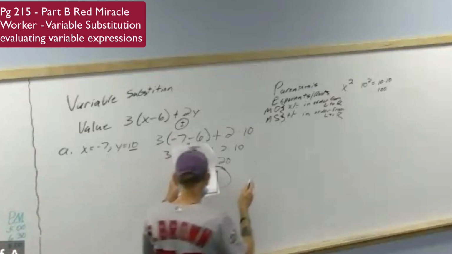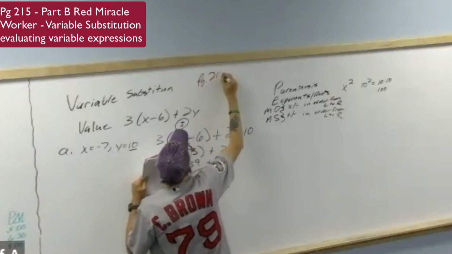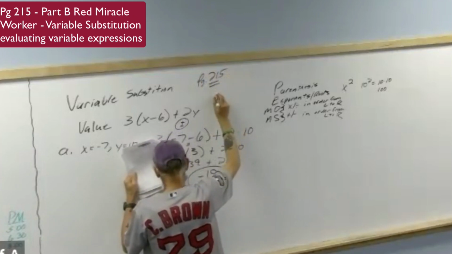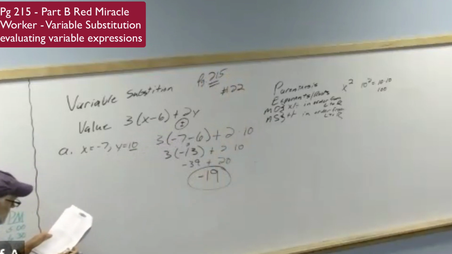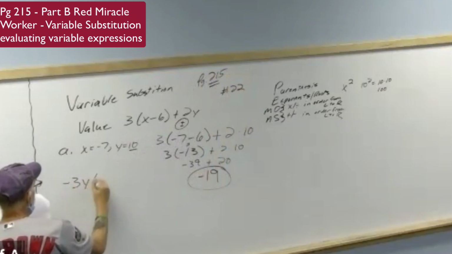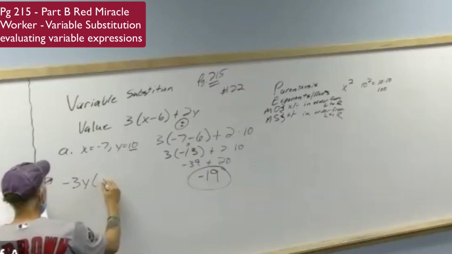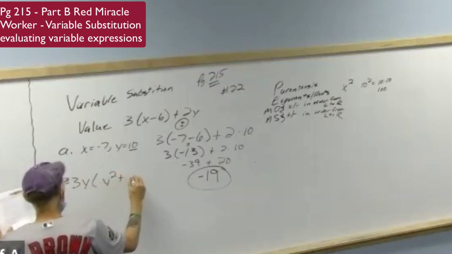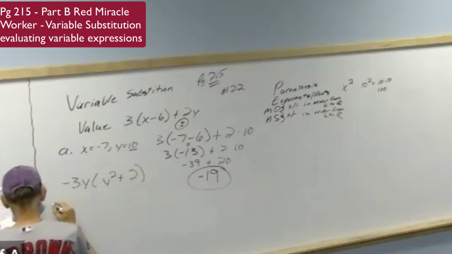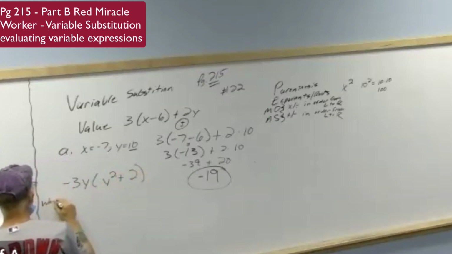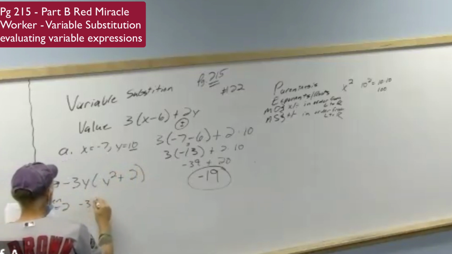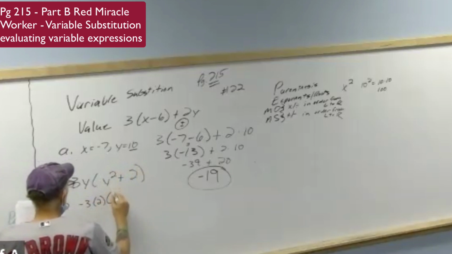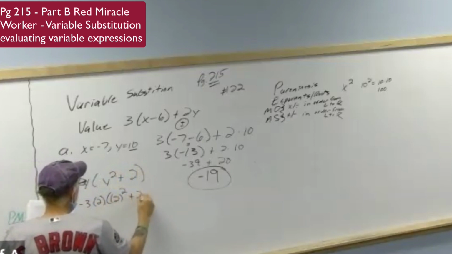Okay, I'm going to do number 22. Again, this is from page 215 in the red book. It says to evaluate -3 times (y squared plus 2). Okay? And A says when y equals 2. So where the y is, I'm going to put the number 2. -3 times (2 squared plus 2).